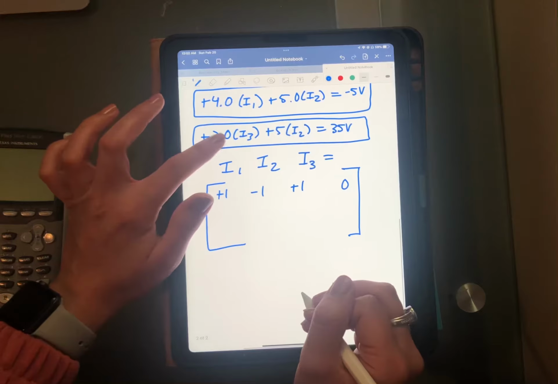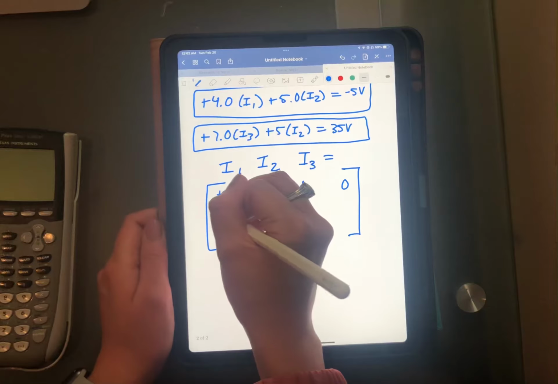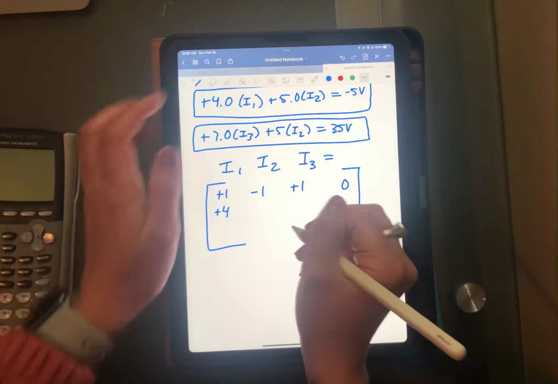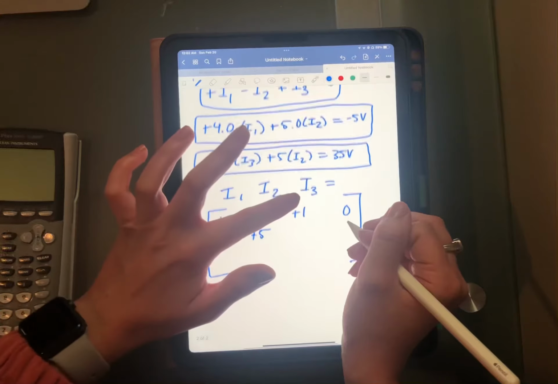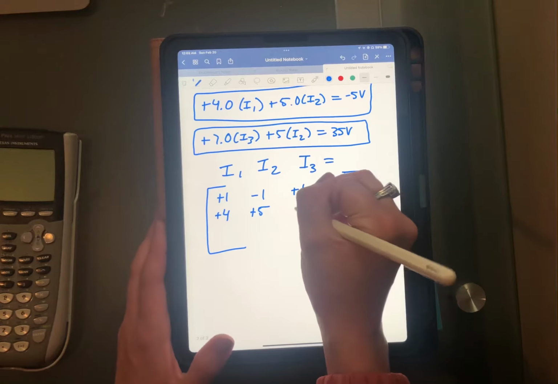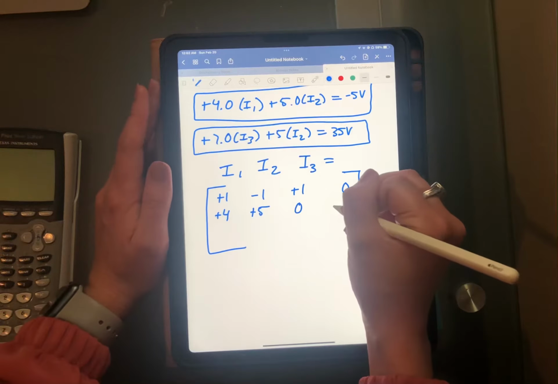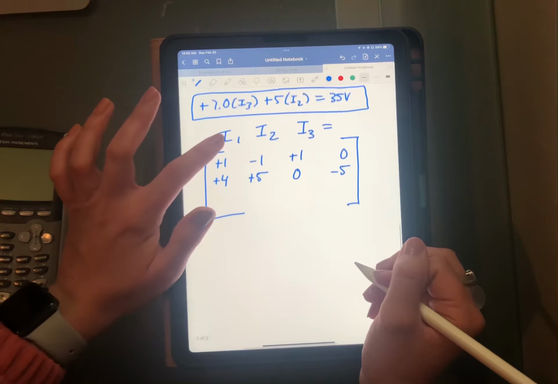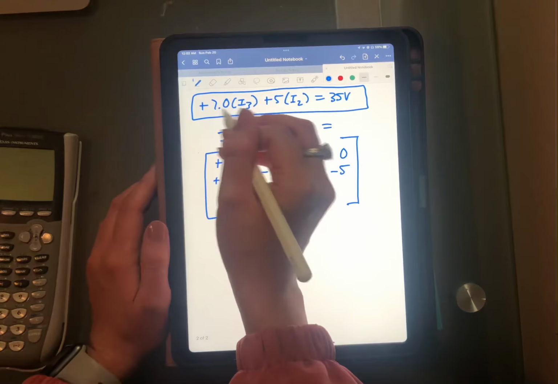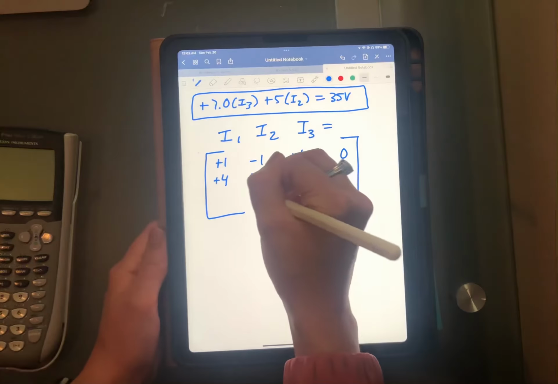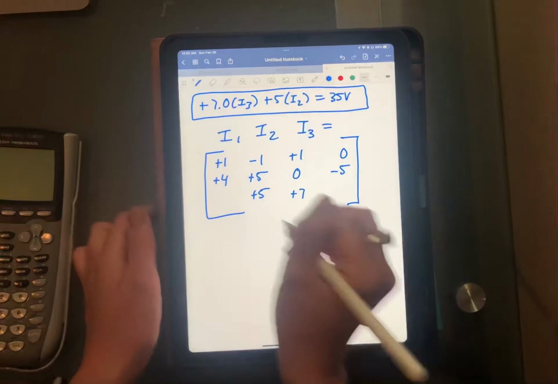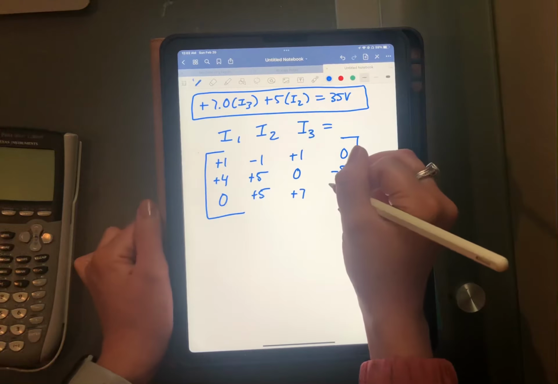So for this one, we have an I1, it's a positive 4. We have an I2, it's positive 5. We do not have an I3, so under here, we're going to write 0. Then that equaled negative 5. Okay, so lastly, we're starting with I3, so we're going to put plus 7 here. I2, we have a plus 5. No I1, so we're going to put 0, and then that equaled 35.